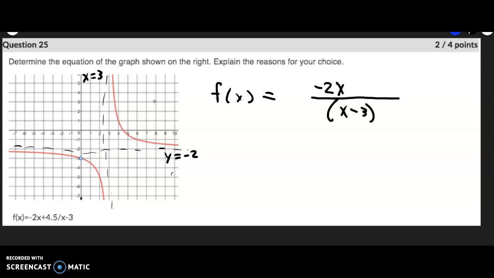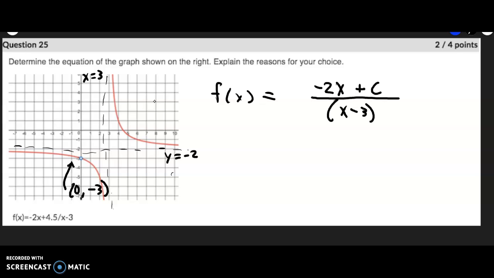But now we need to actually make it so that the graph crosses the point that we're given. And the point that we're given is (0, -3). So we need it so that when you plug in 0 for x, your output is -3. So to do that, we're going to add a constant in the numerator. So let's add a constant c.